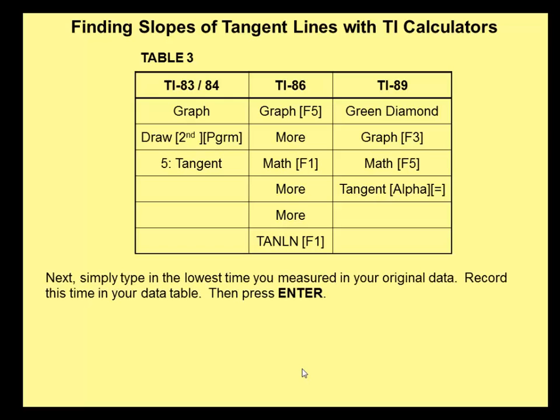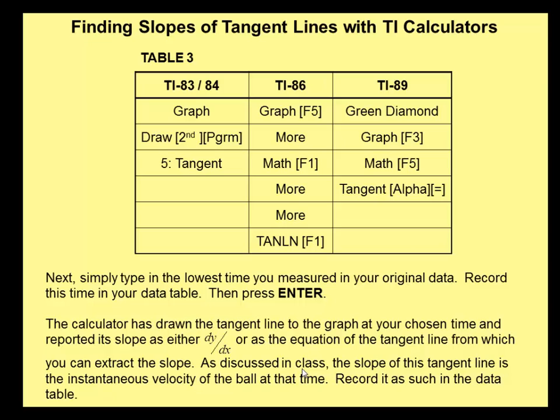Now that the calculator knows what you want it to do, find the slope of the tangent line, all you have to do is type in your lowest time, which would be 2 seconds. And so just type in a 2, and then hit enter. What should happen now is you should end up with a tangent line being drawn on your graph. Your calculator is actually taking a second point and moving it closer and closer together till it finds the tangent line, and then it's graphing that tangent line.